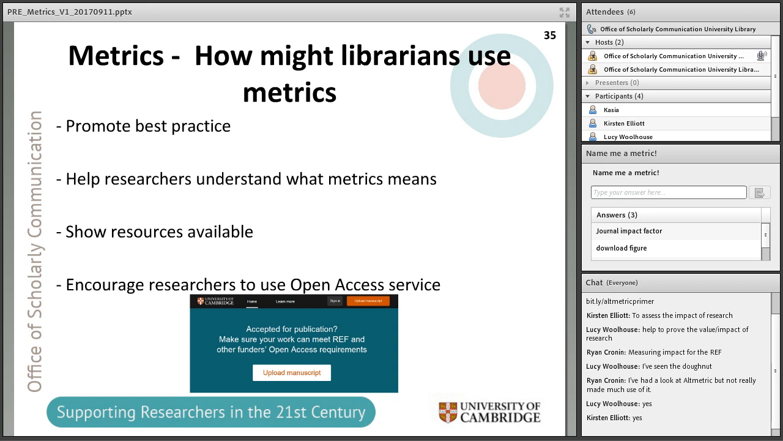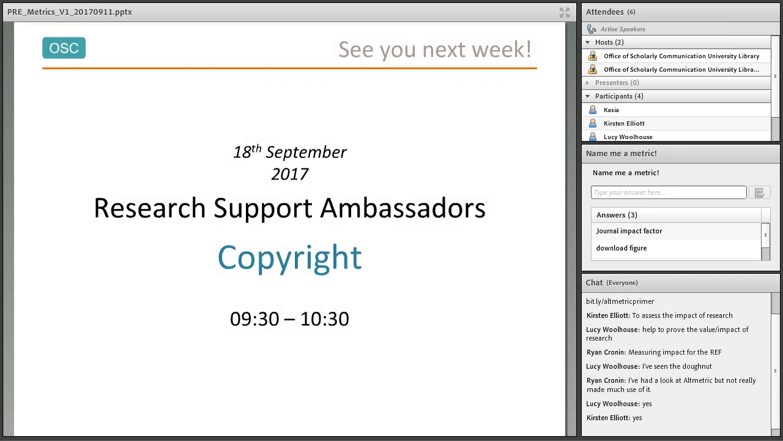And as I was saying before, you can use it to encourage researchers to use the open access service, because there is this citation advantage with open access papers, and it might be a good way to send people our way for open access. I can't possibly do a talk without mentioning open access at all, so it might be a nice way to tie everything together.